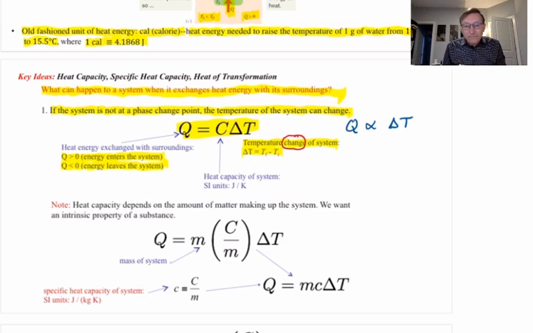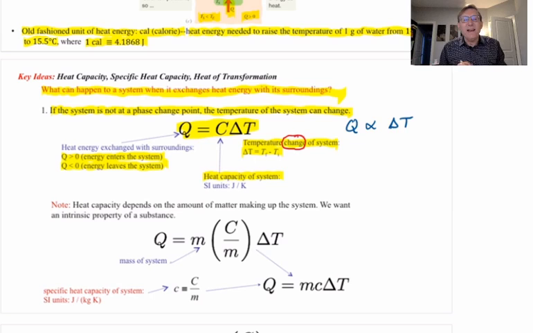It's not a good name, by the way, but we're stuck with it for historical reasons. It's called the heat capacity of the system. I don't like it at all. Most physicists do not. It implies the system has the ability to store heat. You can't talk that way about heat. Heat is not something a single system contains. But nevertheless, that's the proportionality constant between Q and delta T.